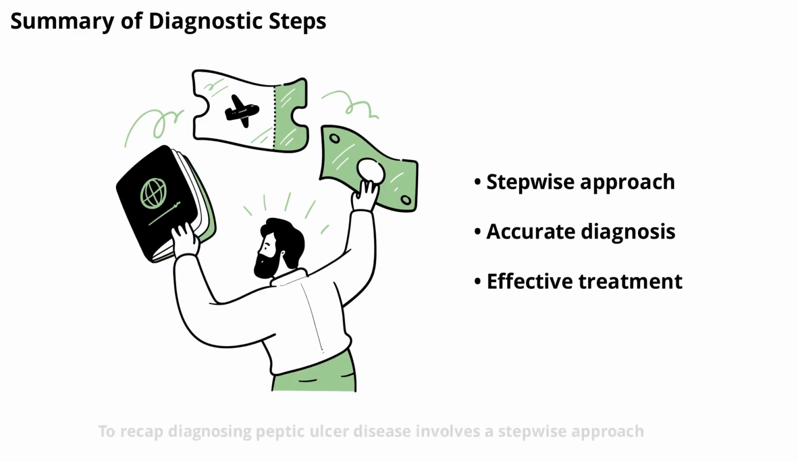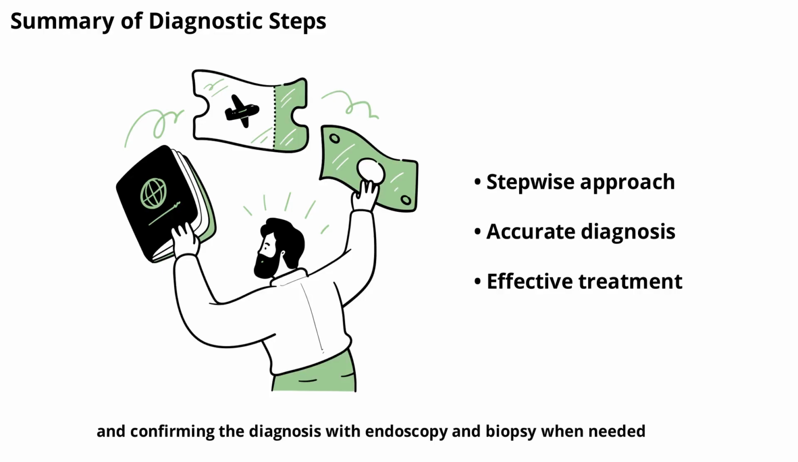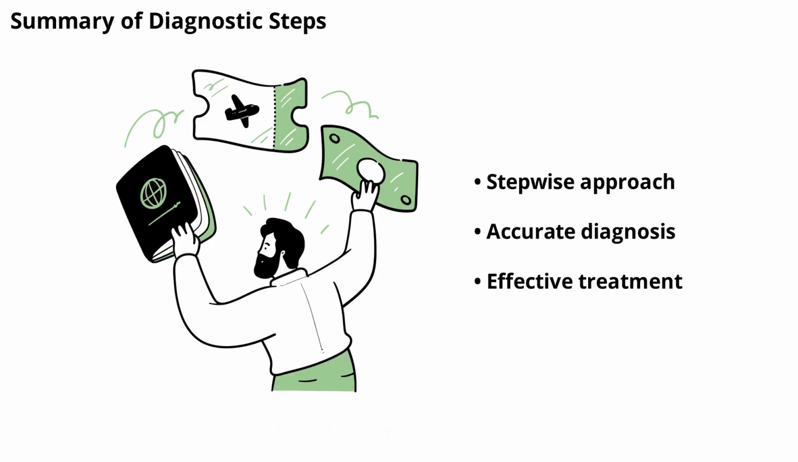To recap, diagnosing peptic ulcer disease involves a stepwise approach: taking a thorough history, performing a physical exam, assessing risk factors, ordering laboratory and imaging tests, and confirming the diagnosis with endoscopy and biopsy when needed. Each step is designed to ensure an accurate diagnosis and effective treatment.